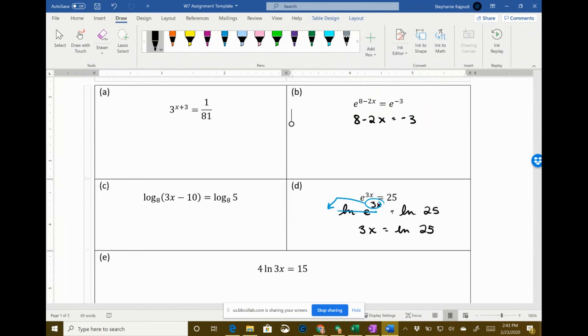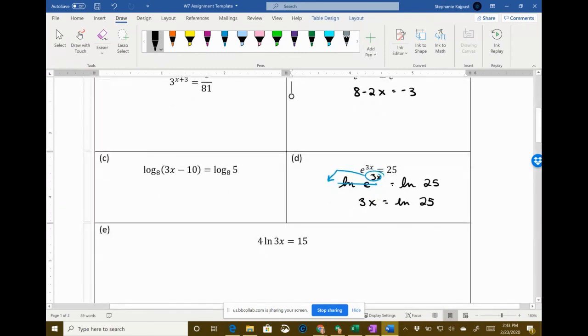I was thinking, how are you going to find the natural log of 25? You would have to type that into your calculator. Your calculator should have a natural log button. It will just say LN on your calculator, so that's the button. So you don't have to figure out what that is.